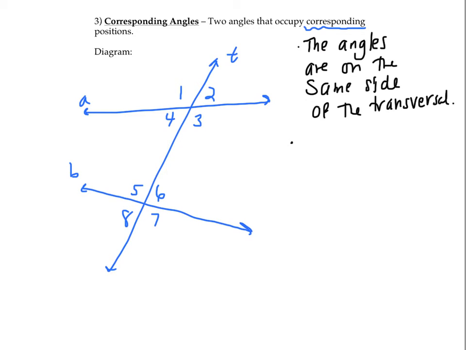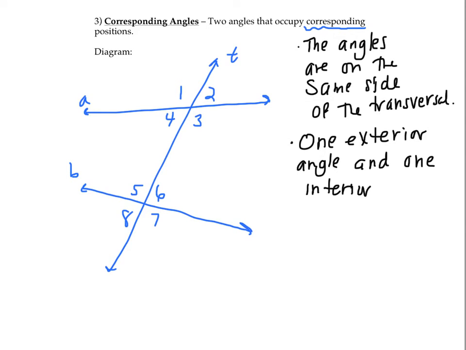The next piece about corresponding angles is that one angle is an exterior angle and one angle in the pair will be interior. So we have one exterior angle and one interior angle. Remember that the exterior space is outside of the two lines. The interior space, or interior angles, are between the two lines. So angles 1, 2, 7, and 8 are exterior angles. 3, 4, 5, and 6 are interior. When you have two lines that are cut by a transversal, you actually get 4 pairs of corresponding angles.